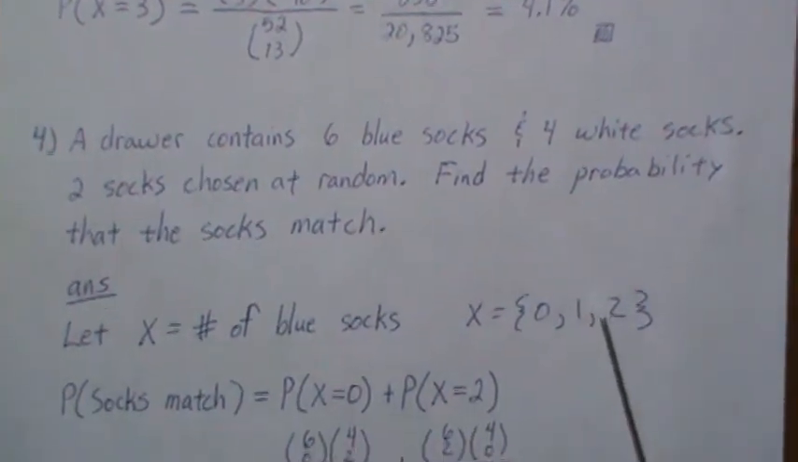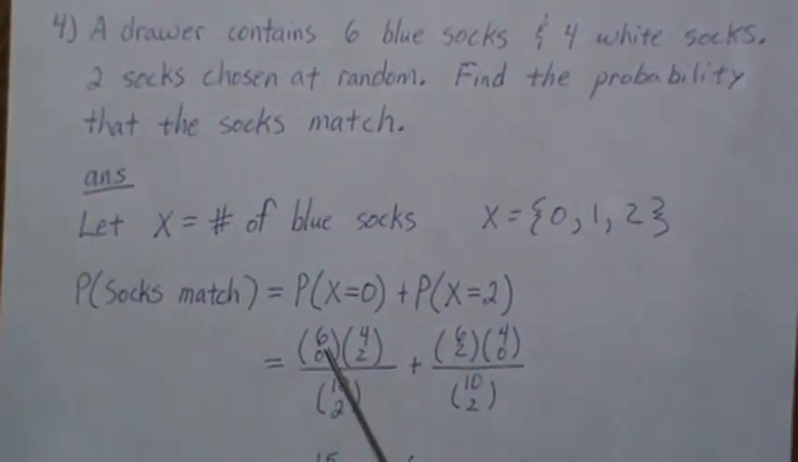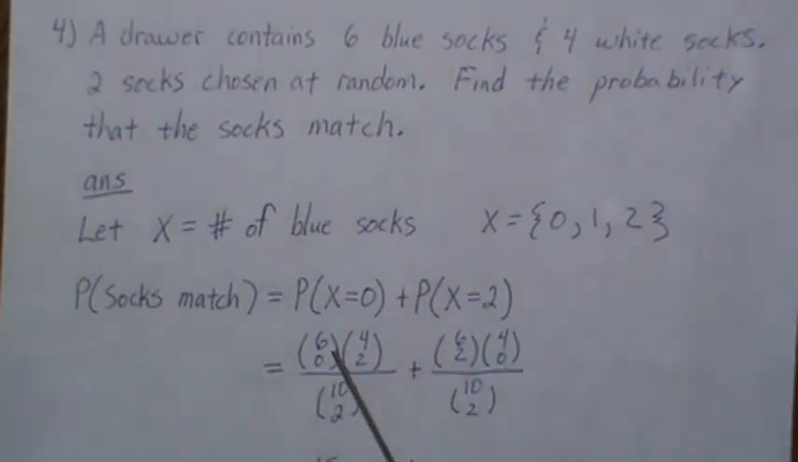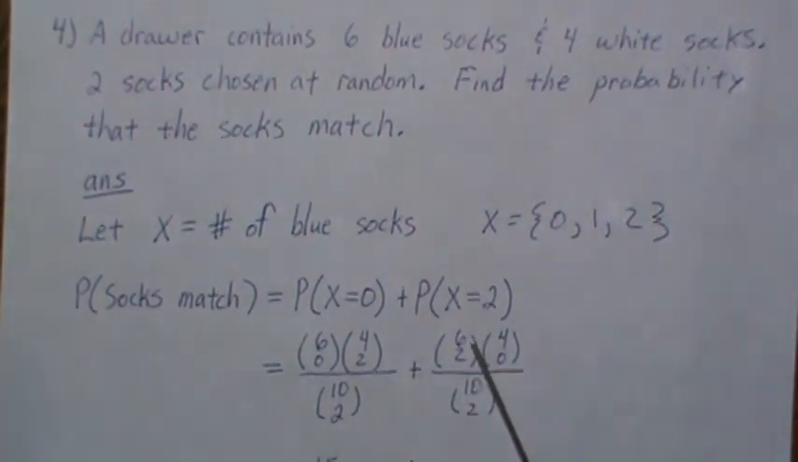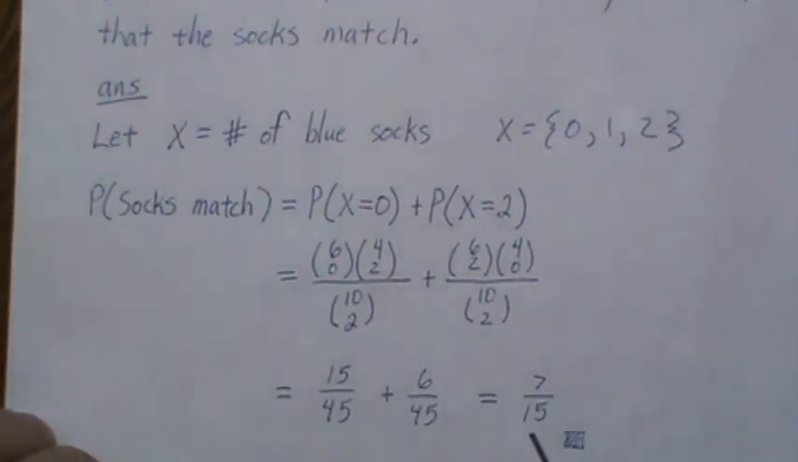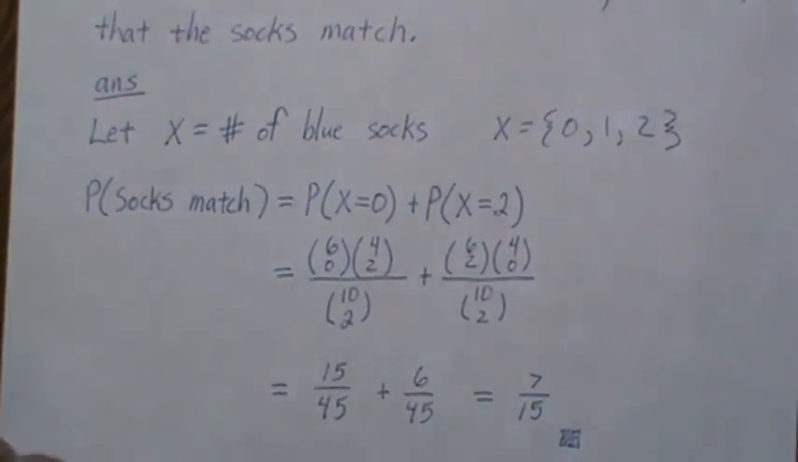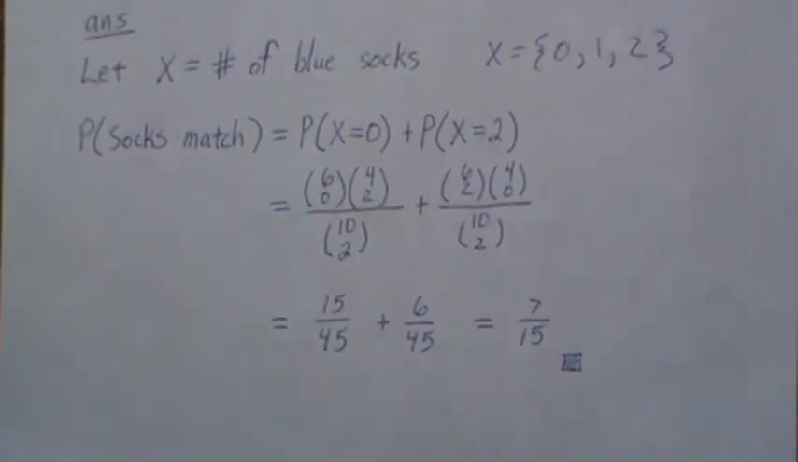Well, this is a classic hypergeometric setting. Of the 6 blue socks, choose 0. Of the 4 white socks, choose 2. Over the total ways to choose 2 socks, 10 choose 2. And then this is the probability that X equals 2. 6 choose 2, 4 choose 0, over 10 choose 2. That simplifies to 7/15.